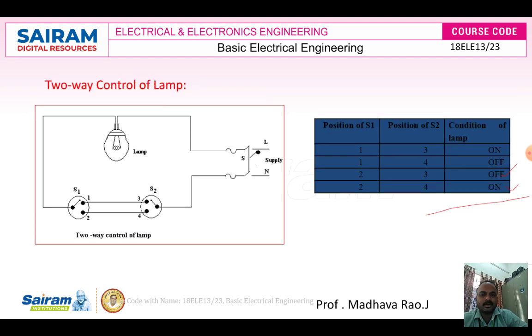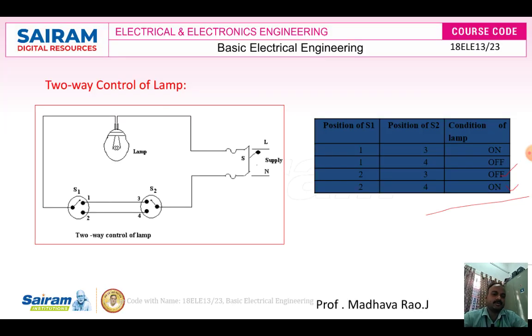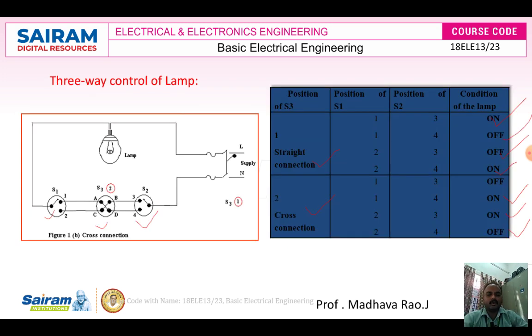Two-way control of lamp will have 4 switching sequences, but three-way control of lamp will have 8 switching sequences. You have to remember this, don't get confused. Students may make mistakes: instead of writing two-way control lamp, they write three-way control lamp, or the other way around. Don't get confused, practice the diagram well.